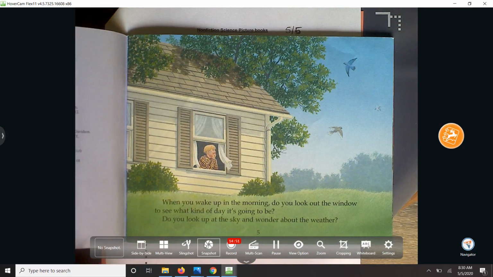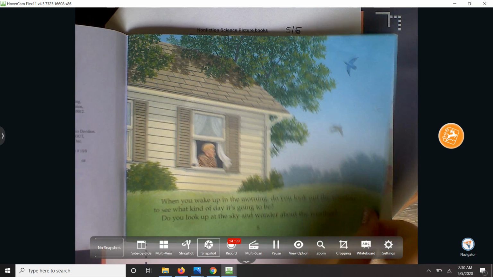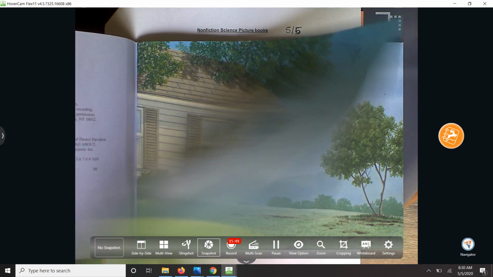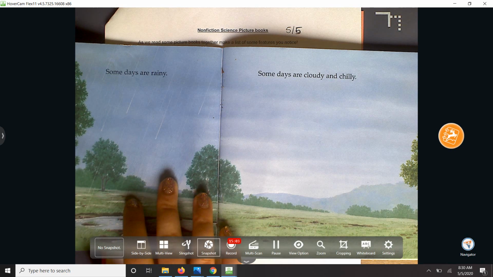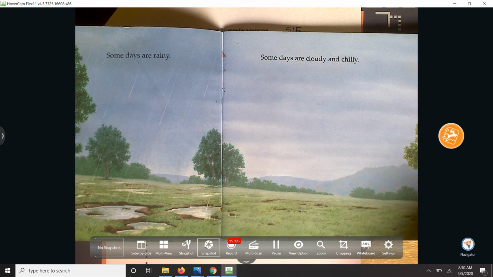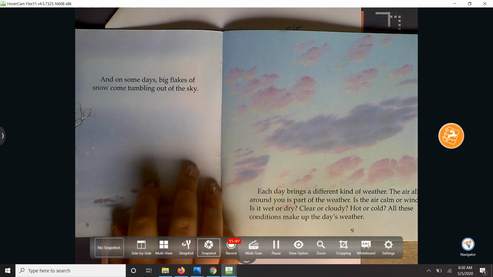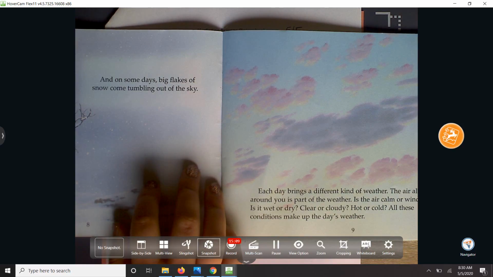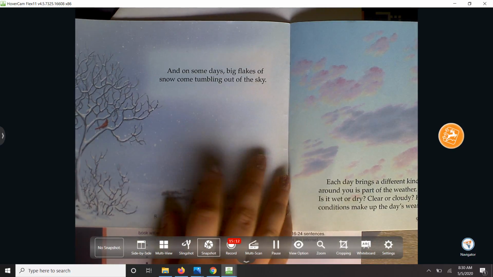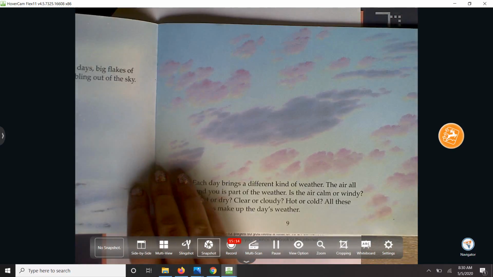Here we go. When you wake up in the morning, do you look out the window and see what kind of day it's going to be? Do you look up at the sky and wonder about the weather? Some days are rainy. Some days are cloudy and chilly. And on some days, big flakes of snow come tumbling out of the sky. You can tell that each picture is matching. This is a good amount of sentences at the beginning.